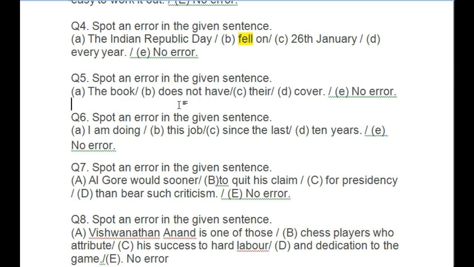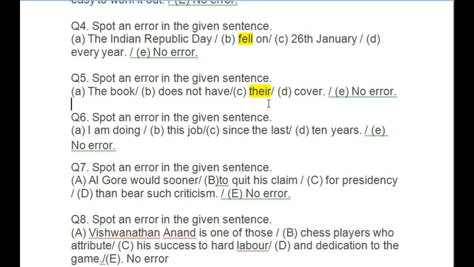So the book does not have their cover. This is a plural possessive case of pronoun, while the subject is the book. So we cannot write "their" as a possessive case for the book. So it is "its cover." For the book, what could be the possessive case?